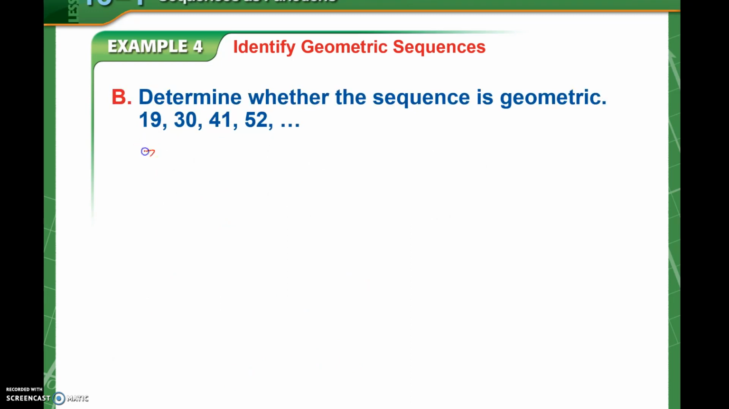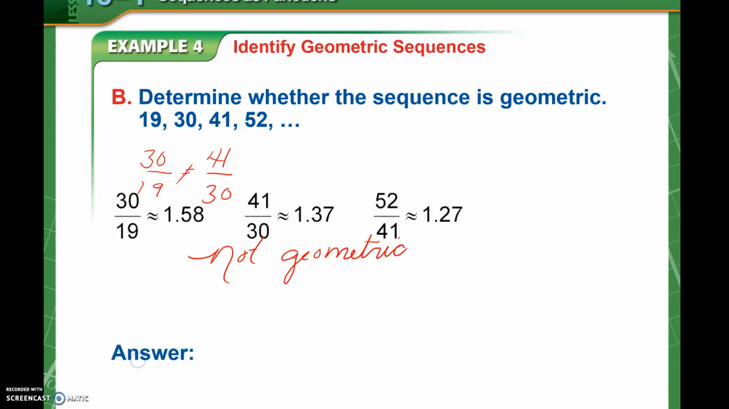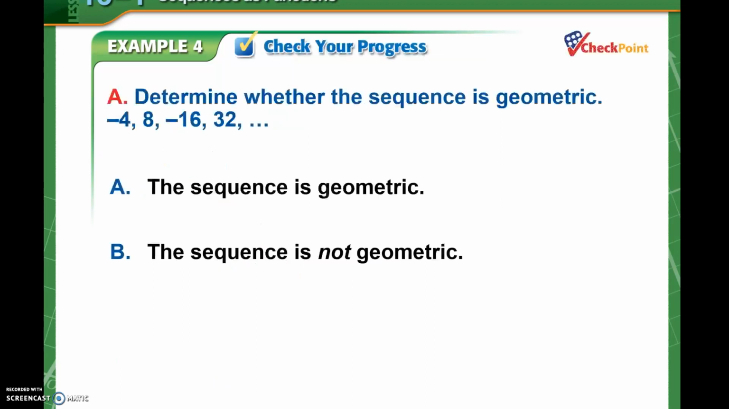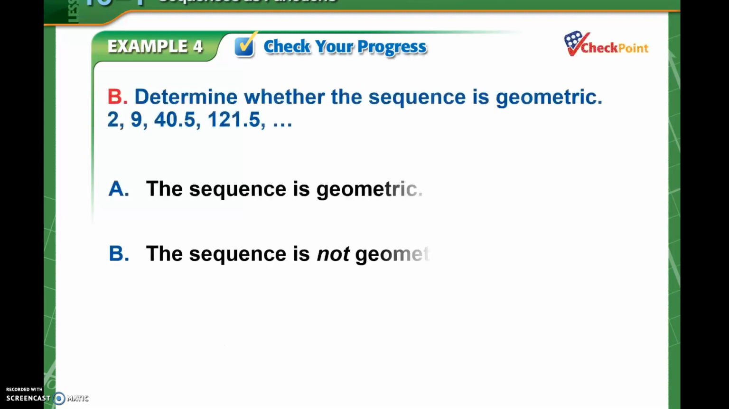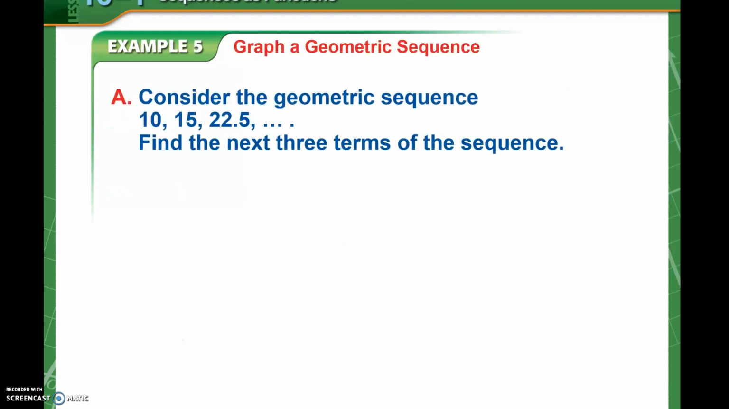So we'll try this again. So 30 over 19, does that equal 41 over 30? And we see that it doesn't, so this is not geometric. And what we're going to find is, so I'm going to go ahead and go to that one, what is geometric, is that same thing. Once we figure out what our ratio is, we can continue to keep the terms going.